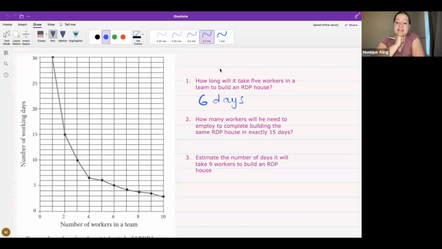Question 2, how many workers will he need to employ to complete building the same RDP house in exactly 15 days? So if we want it to be done in 15 days, we only need, nice, look at these answers coming through. He will need to employ 2 workers. Good, I can see everyone got that. Okay, so we look in line with the number of days, which is 15. And if we see where it intersects, it is at 2 workers. 2 employees. Estimate the number of days it will take 9 workers to build an RDP house.